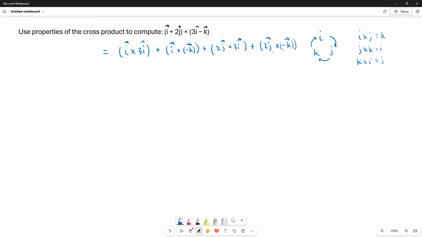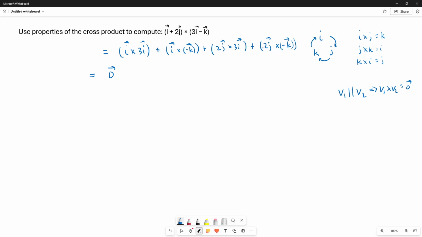Okay, so we have four simpler looking cross products. Now, another property of the cross product is that if you have two vectors that are parallel, then that means that their cross product is the zero vector. So i and 3i are parallel, so the cross product is the zero vector. Okay, none of these are parallel, so that's the only time we're going to use that property in this problem.